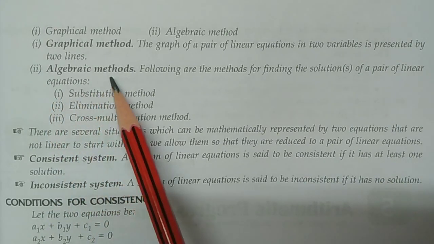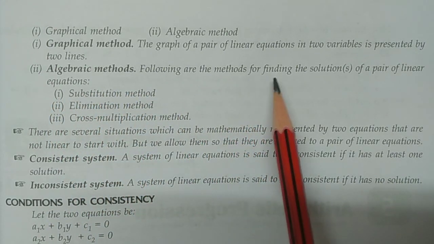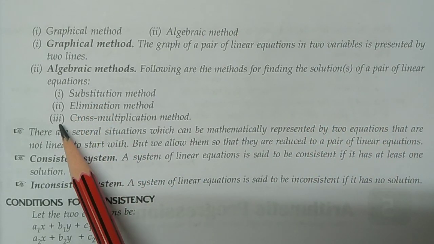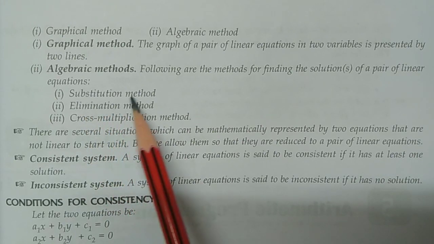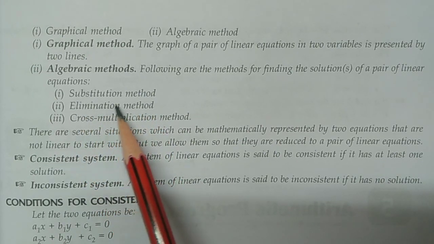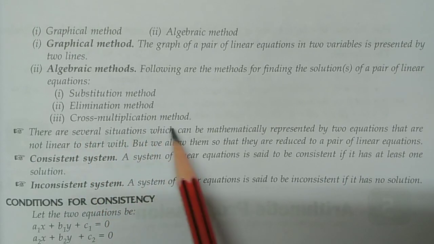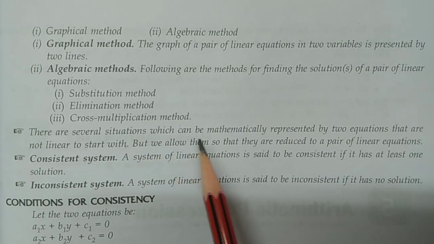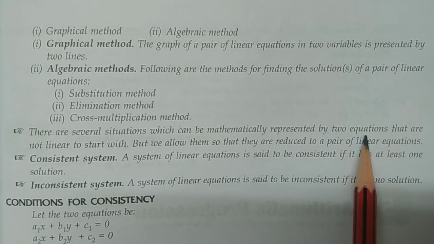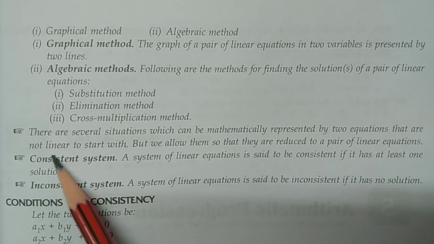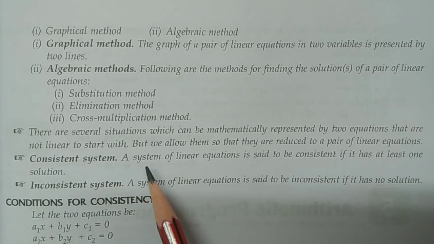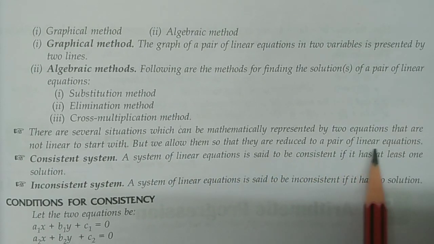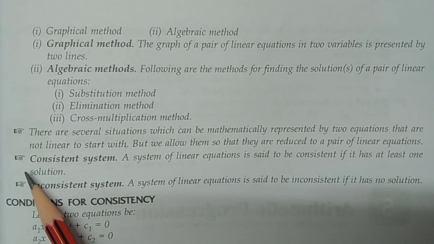Second, algebraic methods. The following are the methods for finding the solution for a pair of linear equations. There are three: the substitution method, second the elimination method, and third the cross multiplication method. Now, there are several situations which can be mathematically represented by two equations that are not linear to start with, but we can reduce them to a pair of linear equations.